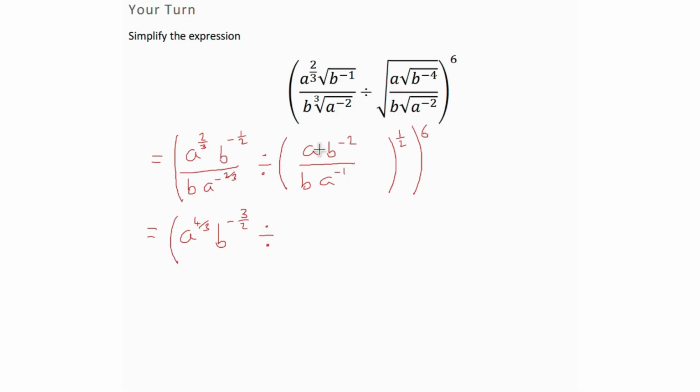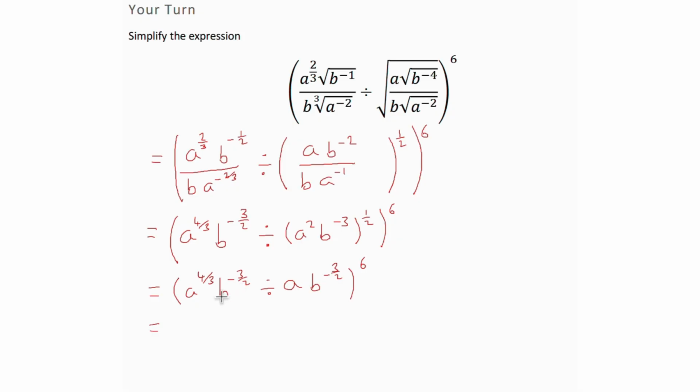And then divide by a divided by a to the minus 1 is going to be a squared, and b to the minus 2 divided by b is b to the minus 3. And that's to the half, and then to the 6. We can deal with this a little bit now. So we get a to the 4/3 b to the minus 3 over 2 divided by, now we're multiplying these powers, so we get a, b to the minus 3 over 2, all to the power of 6.